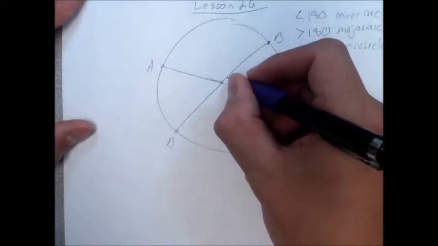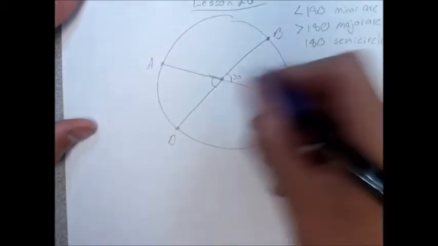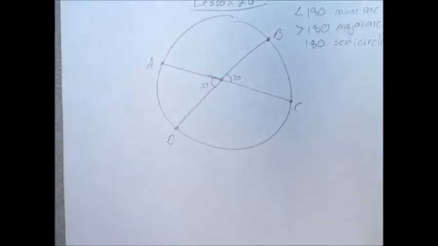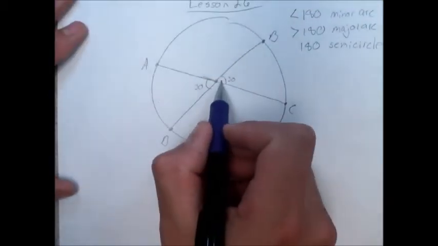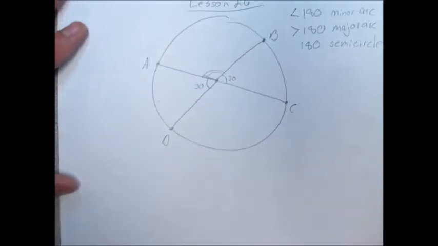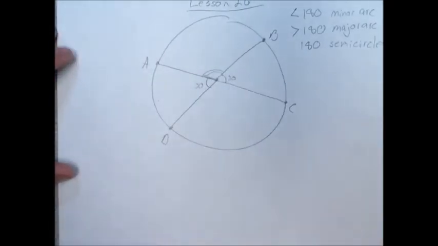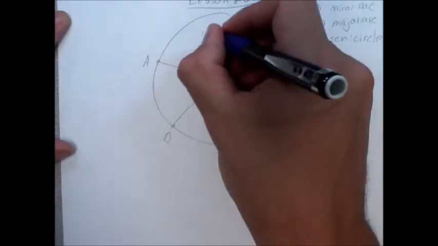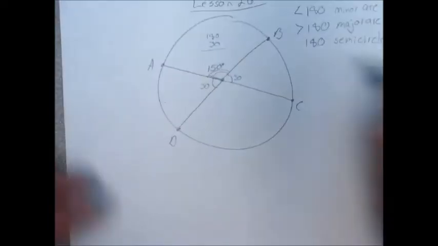If this is 30 degrees, what is the measure of this angle right here? 30 degrees. What is that called? Vertical angles. They're directly across from each other. Now, if this one is 30 degrees, what do I know about this angle right here? This one and this one together equal 180, right? So, what is the measure of this angle? 150, right? All I did was subtract the angle that was already there.